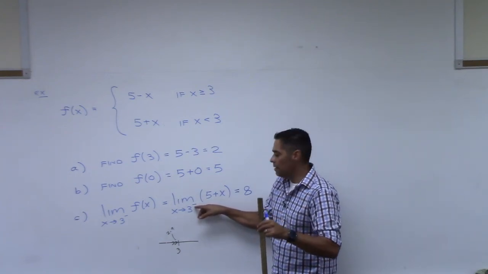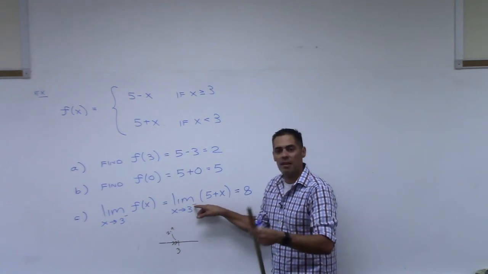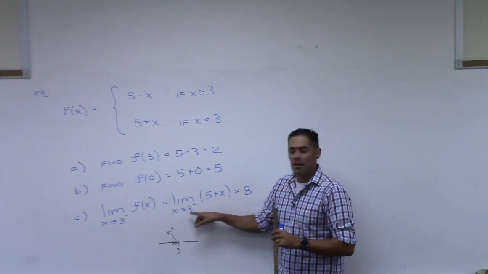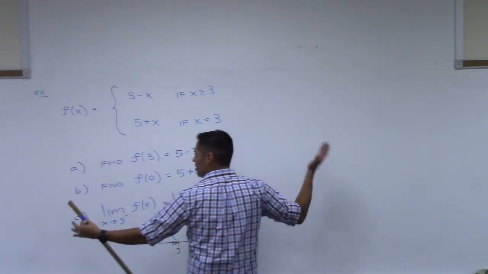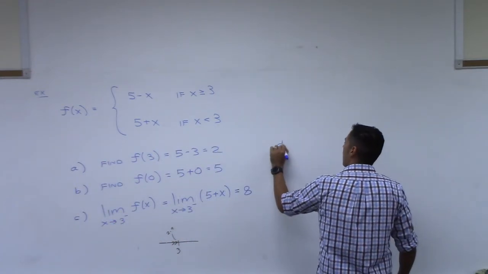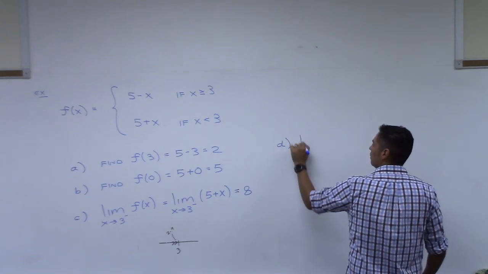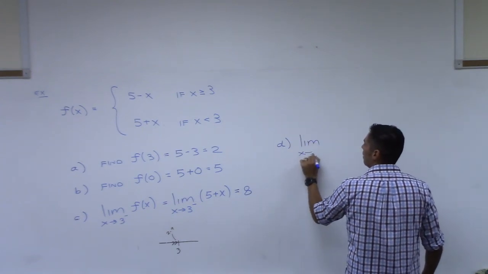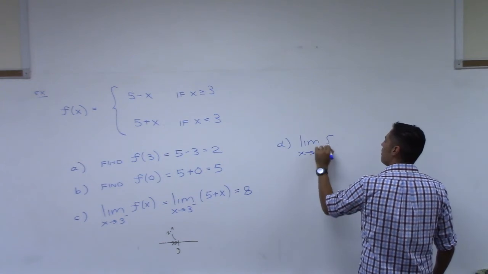That's pretty common, is that students will look at that sign right there and think that that's the sign of the number here. But this is only to let you know which side you're approaching from. All right? What do you think I'm going to ask you in part D? The right-hand limit, right? So 3 plus of the function.